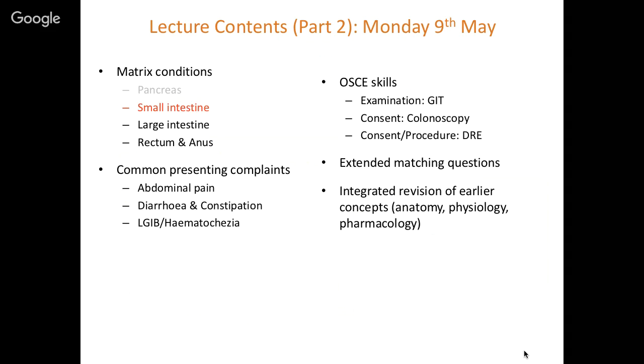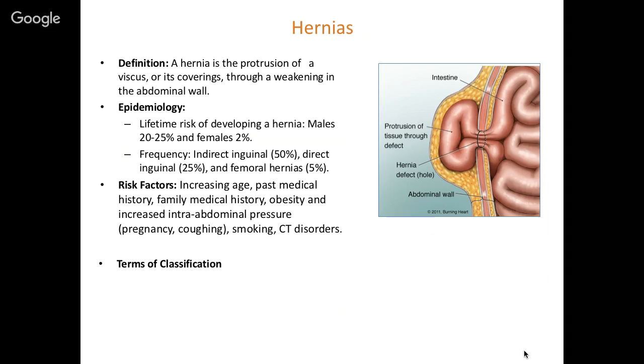Okay, that's the pancreas. So moving on to the small intestine. So hernias. It's nice to have a tight definition of all these conditions. A hernia is the protrusion of a viscus, generally bowel in this case, through a weakening in the abdominal wall, more common in males, indirect more common than direct. Lots of risk factors there.